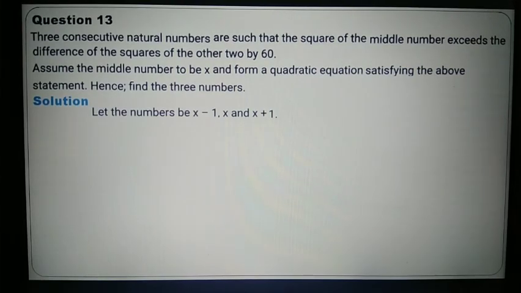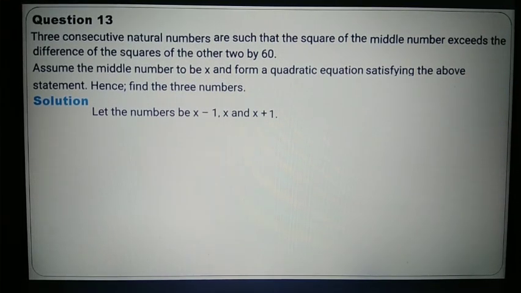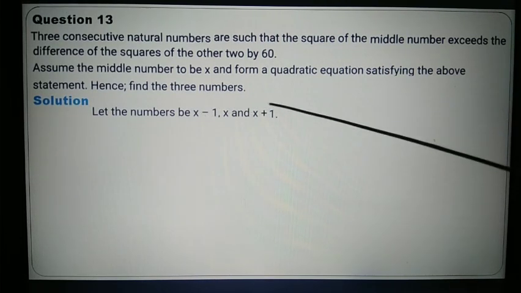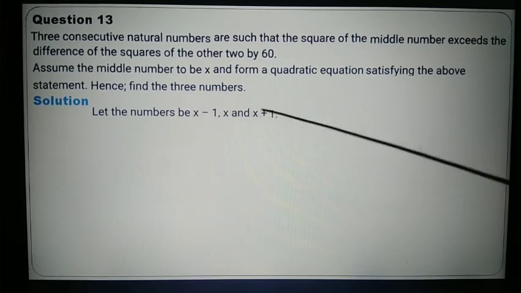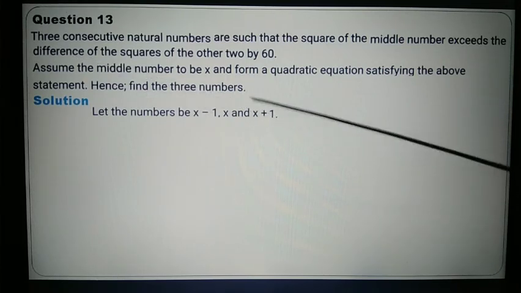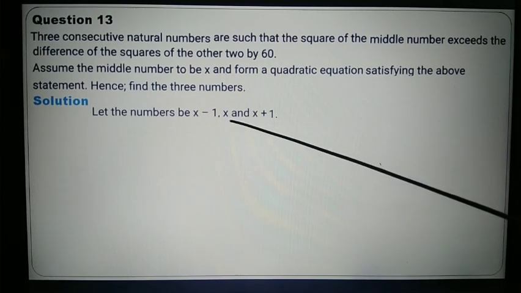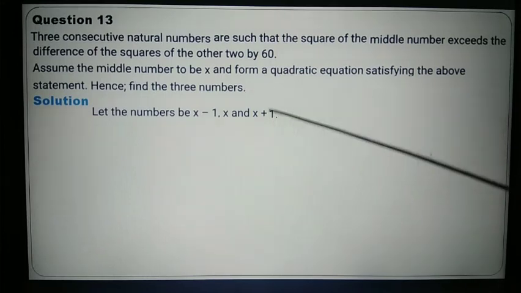Now let us see what the question is saying. The square of the middle, that means x square, exceeds the difference of the squares of the other two. That means first we have to find the squares of the other two, that is x minus 1 and x plus 1. We'll find the squares of them and take the difference. And x square exceeds the difference of the squares of these two by how much? 60. That's what the question is saying.